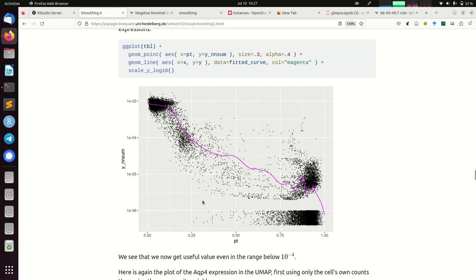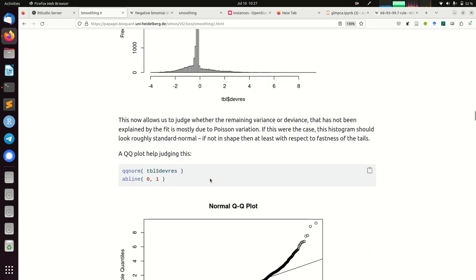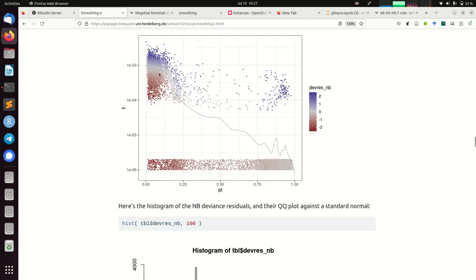And here's how our plot now looks. The curve is the same as before, but the y coordinates are now the sum of the aquaporin expression counts of the 30 nearest neighbors divided by the sum of the totals of these 30 nearest neighbors. If you compare this to the previous curve, you see that if we take only our raw data, we can't get much below 10 to the minus 4, simply because we always add 10 to the minus 4 and so dilute out everything which is smaller than that.